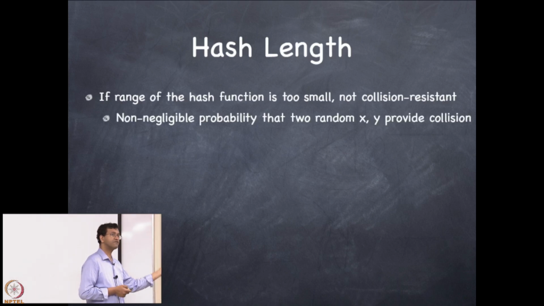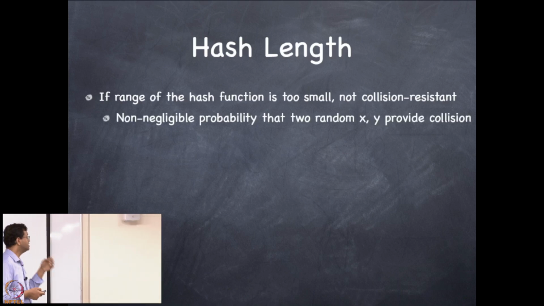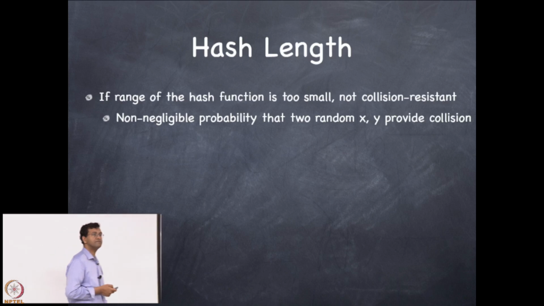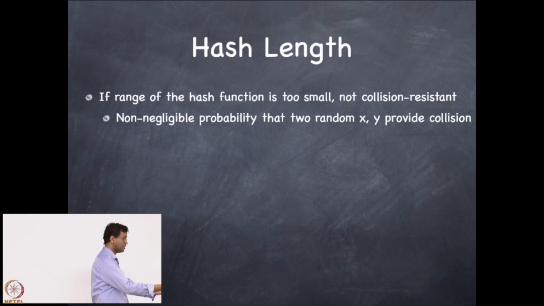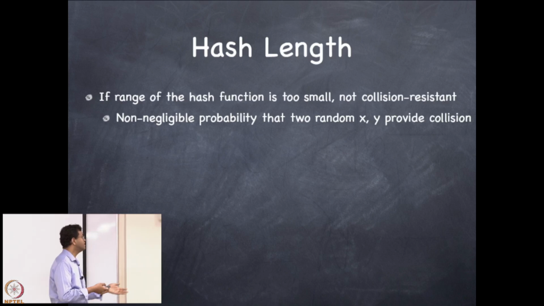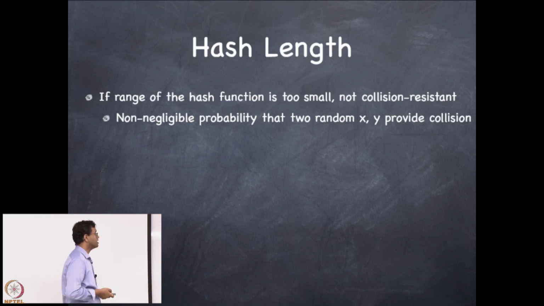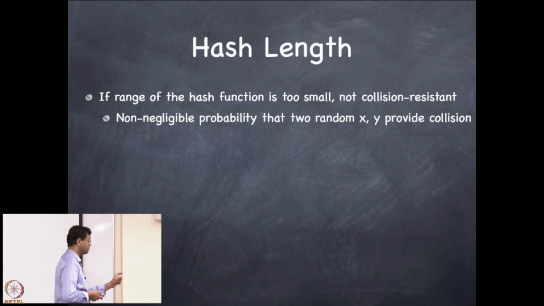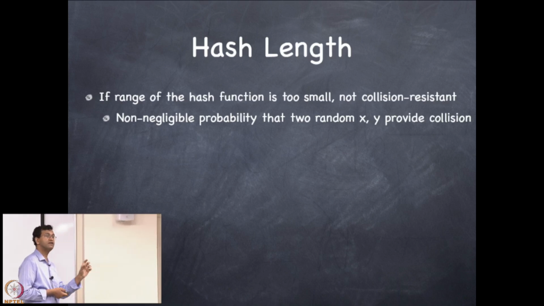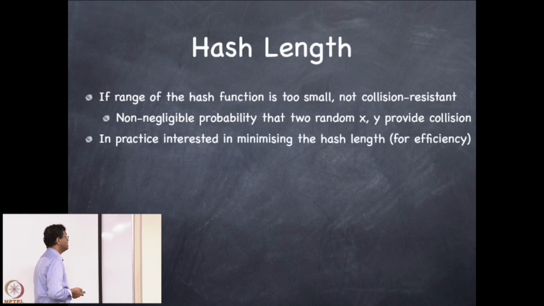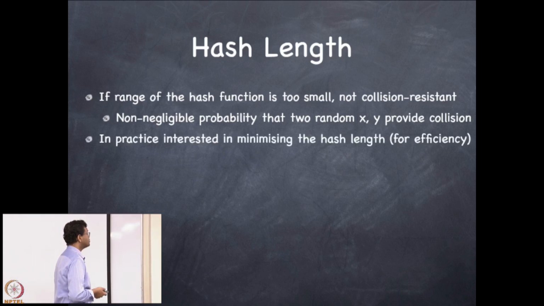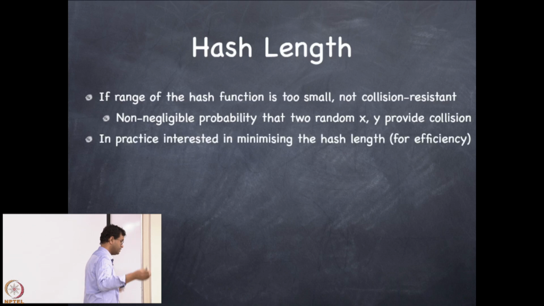This would be an attack. Forget which flavor of collision resistance we are asking for. Just pick x, y at random and output them. And h of x equal to h of y happens with a non-negligible probability if h of x and h of y come from a small range. So we need large hash outputs.